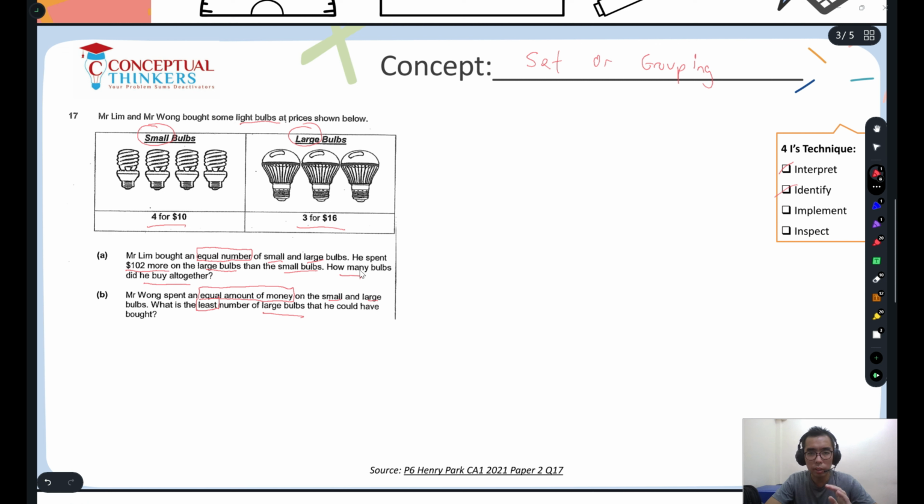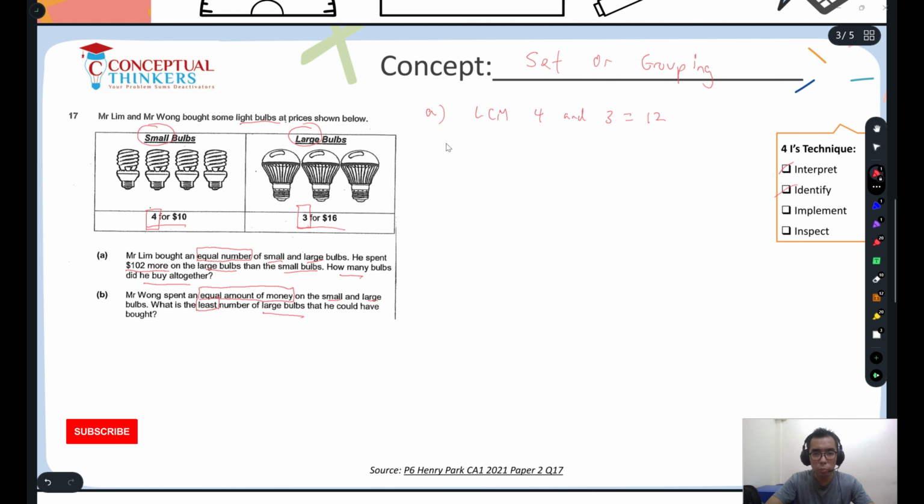So let's start to solve them. Let's look at part A. When they say equal number, what you need to do is make this number equal. So we are going to find the common multiple of 4 and 3. The lowest common multiple of 4 and 3 is 12. 4 times 3 gives 12, and 3 times 4 gives 12.